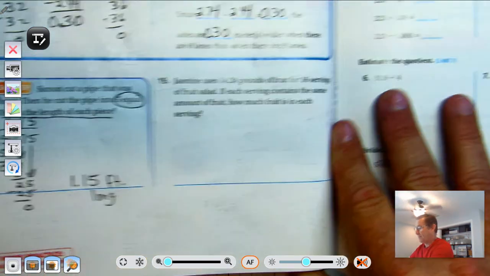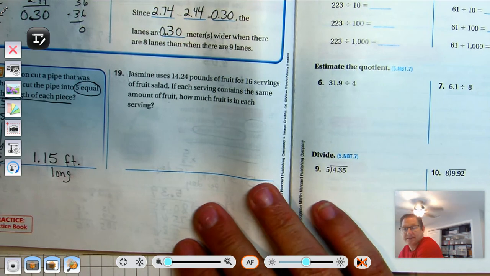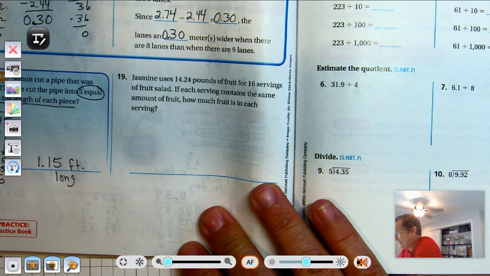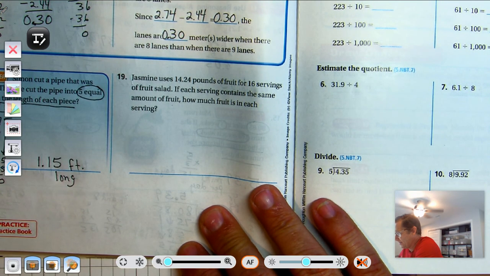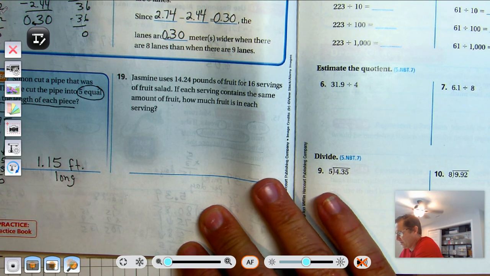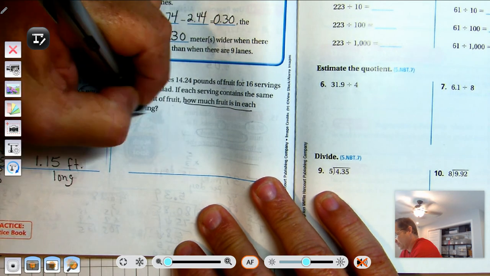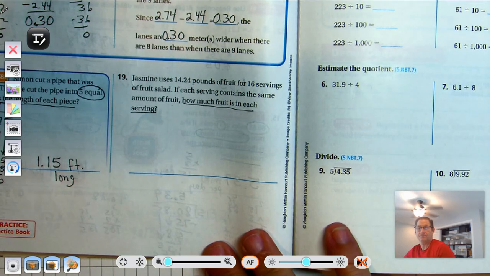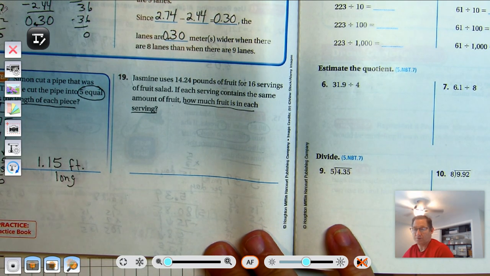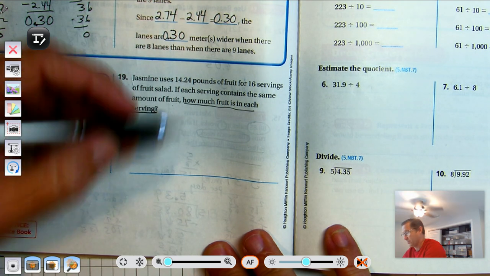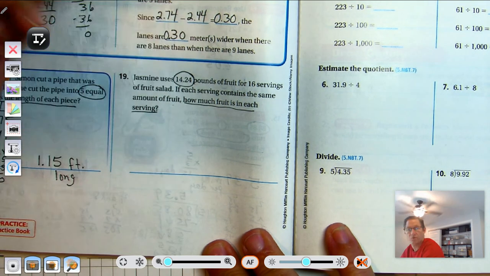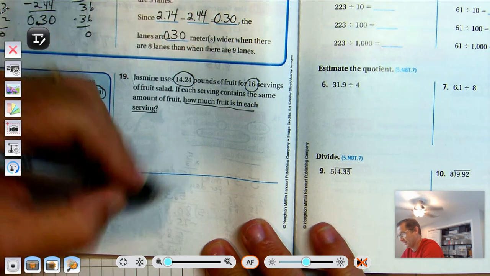And 19. Jasmine uses 14 and 24 hundredths pounds of fruit for 16 servings of fruit salad. If each serving contains the same amount of fruit, how much fruit is in each serving? Okay, this is going to contain the same amount. That's the division problem. So we're going to take 14 and 24 hundredths pounds. We're going to divide it by 16.